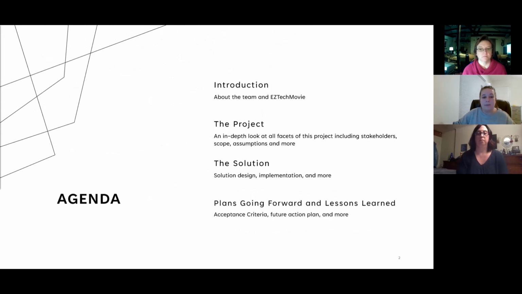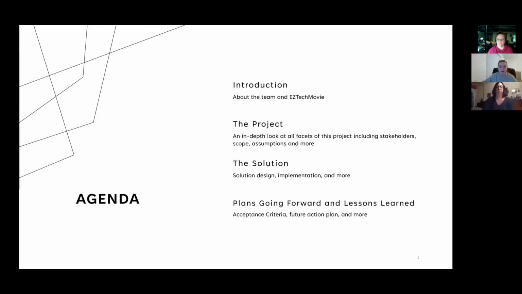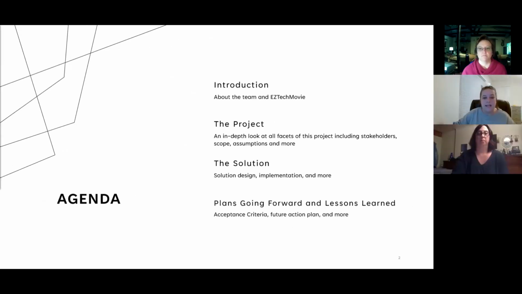So a high-level view of what we're going to look at today, we'll go through the introduction and talk about the About the Team piece and then about EZTechMovie as well. We'll go through an in-depth look at all the facets of the project, including key stakeholders, scope, and things like that. We'll also talk through the solution, so the solution design, implementation, and more. And then also talk about plans going forward and lessons learned.